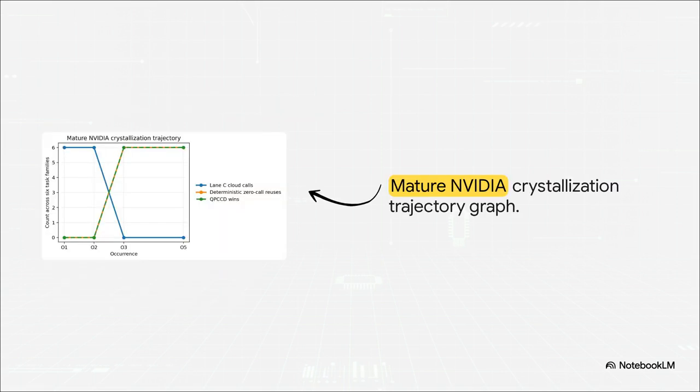And watch how this efficiency compounds in real time. If you track the cloud calls, you'll see that at occurrence 1 and 2 of a problem, the system totally relies on the cloud. But by occurrence 3, those cloud calls plummet right to 0. At the exact same time, the deterministic 0 call reuses spike straight to the top. The system has learned. It crystallized the capability. Across 6 different task families, cloud calls completely vanished by the 3rd time the system encountered the problem.